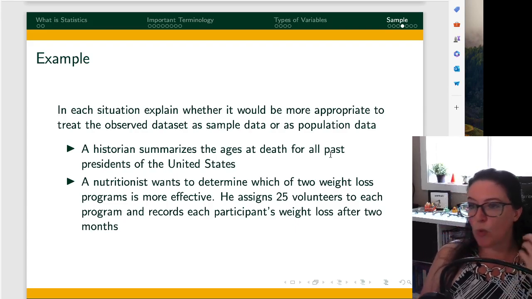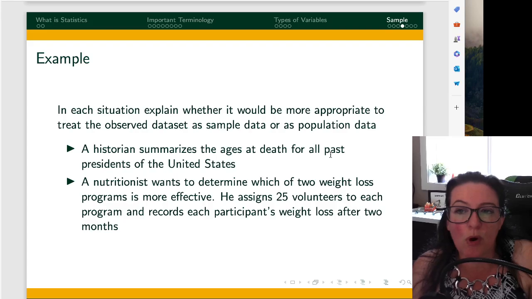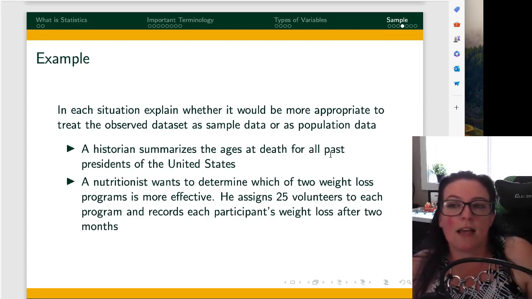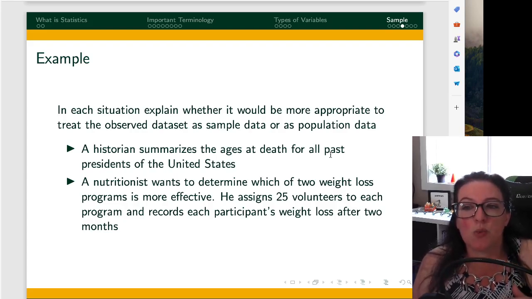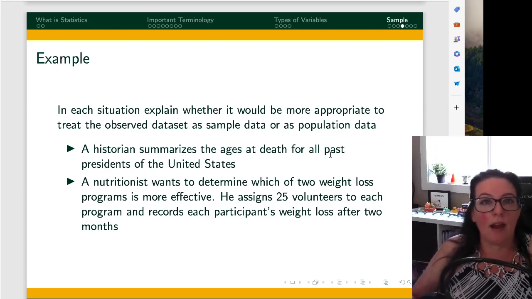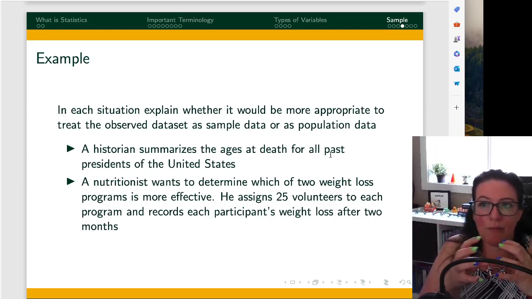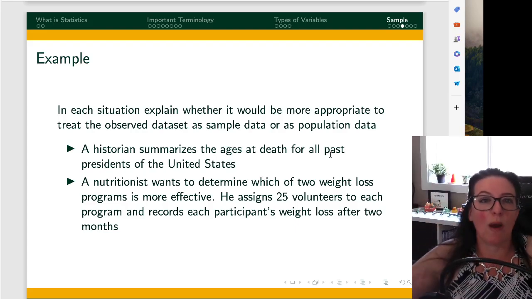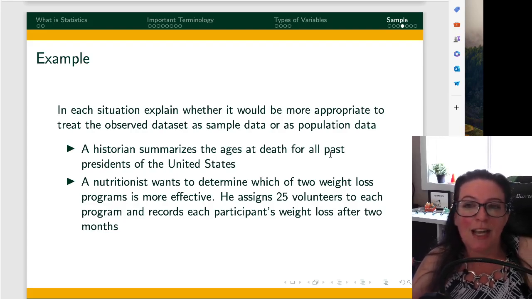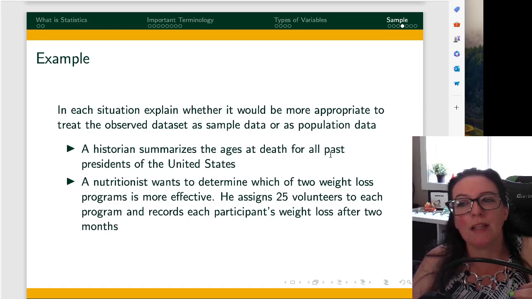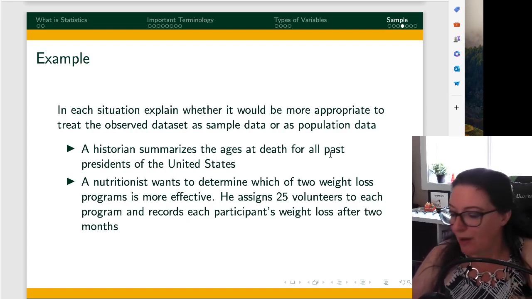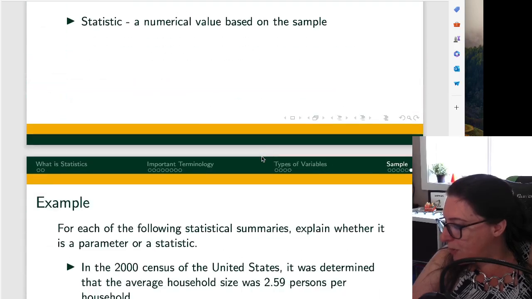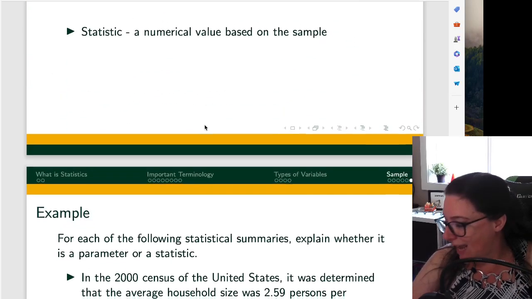A nutritionist wants to determine which of two weight loss programs is most effective. He assigns 25 volunteers to each program and records the participants' weight loss after 2 months. There, it's a subset. We're collecting information on just 25 volunteers. We hope that those volunteers are representative of the greater population. And so when we look at average weight loss over the 2 months, that's a sample statistic. So we need to be able to distinguish between a parameter and a statistic.